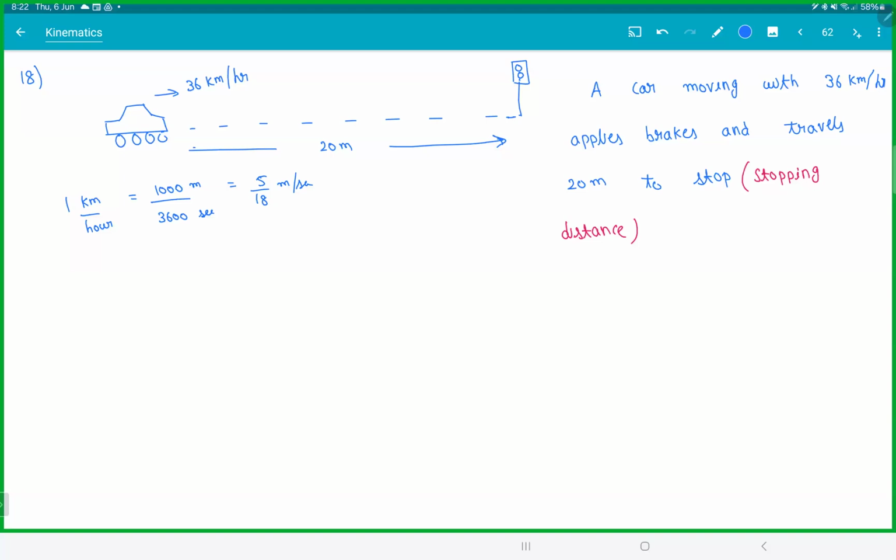So this is the information you have. So the first question. It's the same car. Let's say it's a Sunday, the traffic is a little less and the driver is going a little faster. The speed is 72 kilometers per hour. Then find the stopping distance. So you double the speed.